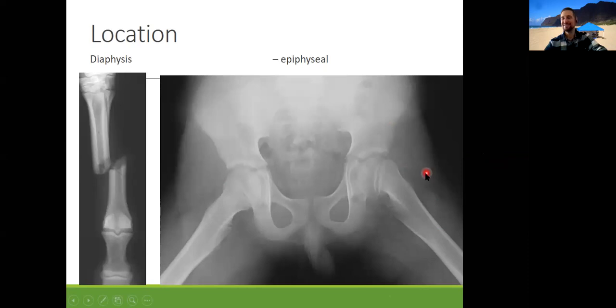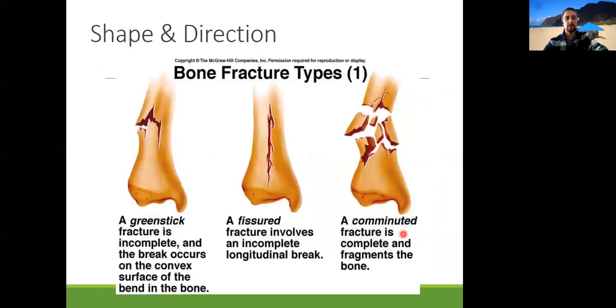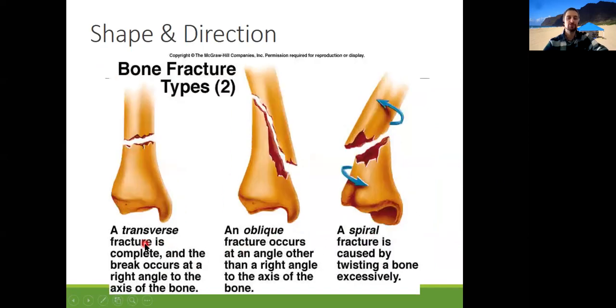Okay, so here's one where I said you got to be careful. I always forget, like practicing for 15 years, I'm pretty desensitized, having seen all these in real life. Okay, so incomplete, complete goes through each side, and then of course the open and fracture dislocations. Okay, so we hit all those. That's a little bit of a review. So green stick, fissures, comminuted, transverse, oblique, and spirals.